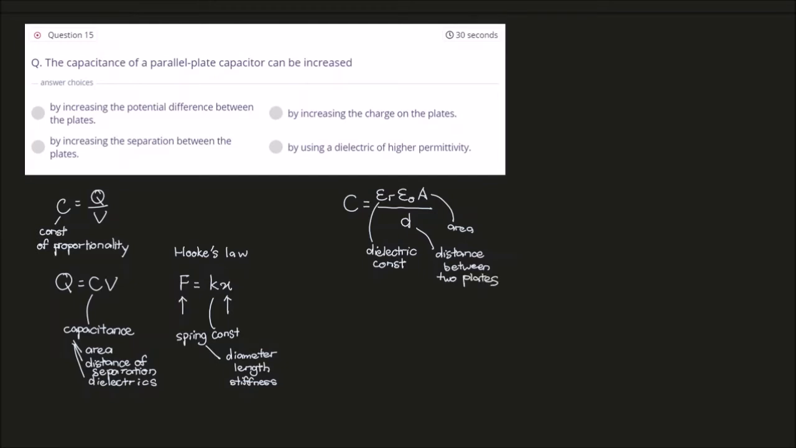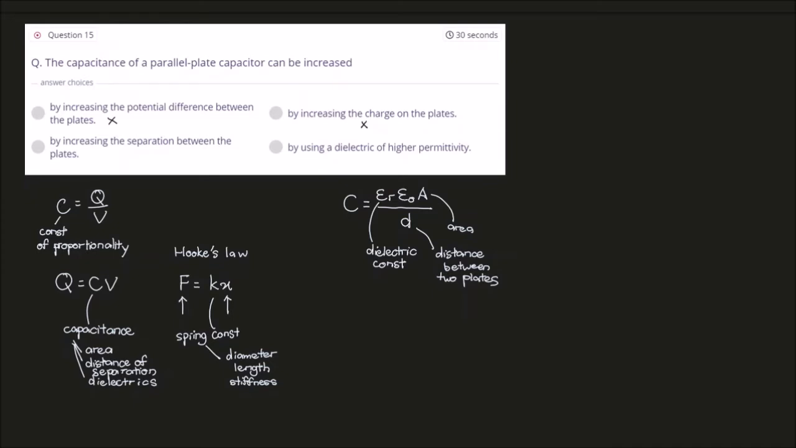So now let's look back to the question here. Option A, by increasing the potential difference between the plates, that is changing something regarding the circuit. You are increasing the voltage supplied by the power supply. So those are changing the circuit, it will not change the capacitance, no. Next one, by increasing the charge on the plates. That is also changing the circuit. By increasing the voltage of the power supply, you essentially increase the charge, but the capacitance should not change.